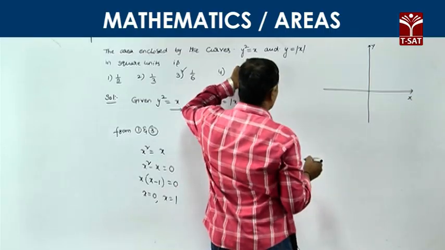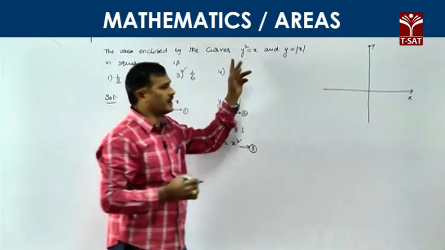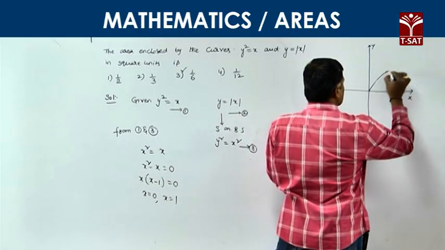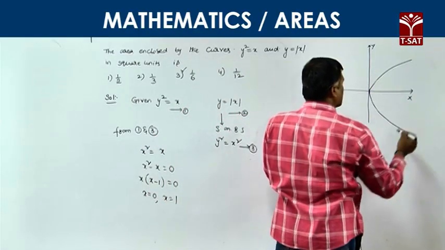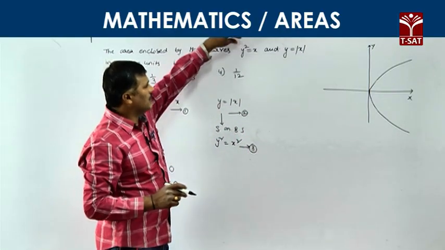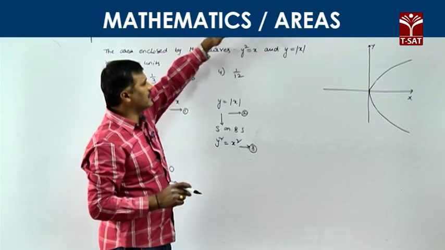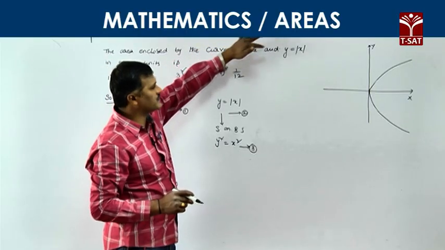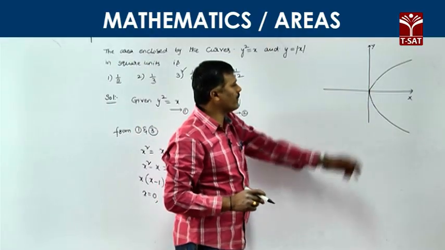y square is equal to x has even powers of y, which is symmetrical about the x axis, and it is in the y square equal to plus 4ax form. That's why it is a right open parabola.